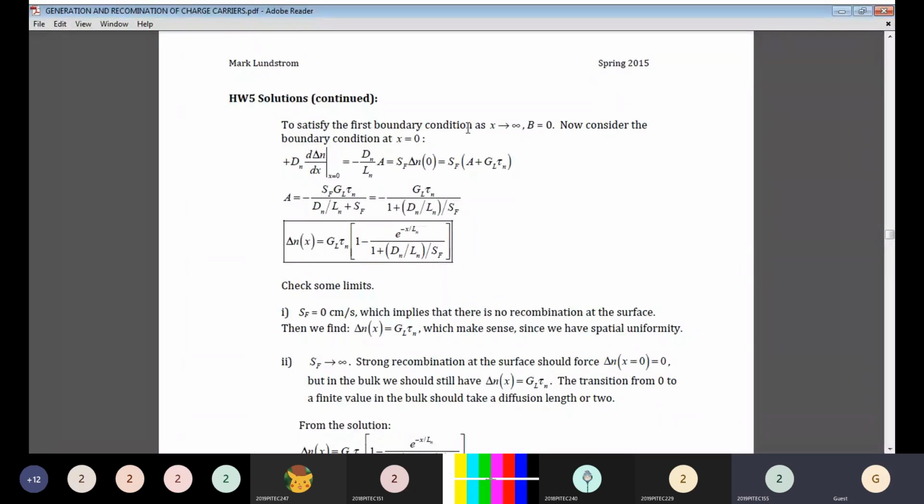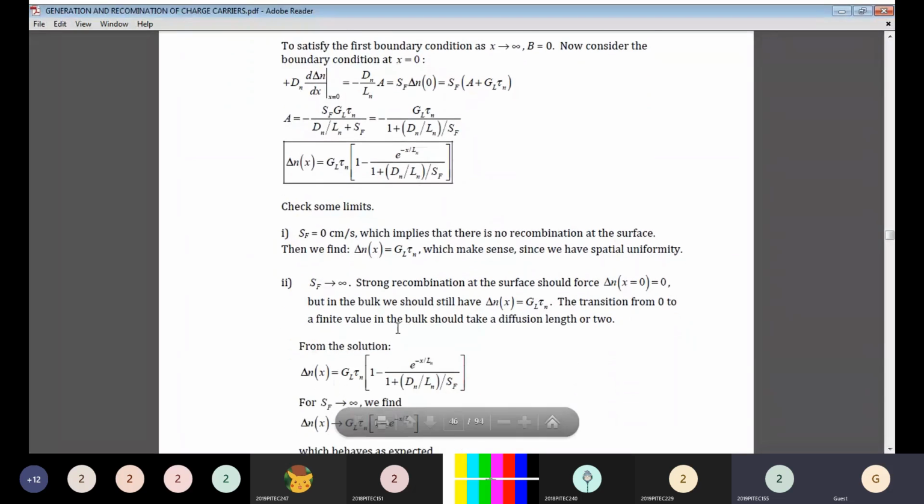To satisfy the first boundary condition, as x tends to infinity, B equals 0. Now consider the boundary condition at x equal to 0: D_N dΔn/dx at x equal to 0 equals minus... D_N/L_N A equals S_F Δn(0) equals S_F (A plus G_L tau_n), where A equals minus S_F G_L tau_n divided by (D_N/L_N plus S_F), which is equal to minus G_L tau_n divided by (1 plus D_N/(L_N S_F)). Δn(x) equals G_L tau_n (1 minus e to the power minus x/L_N) divided by (1 plus D_N/(L_N S_F)).